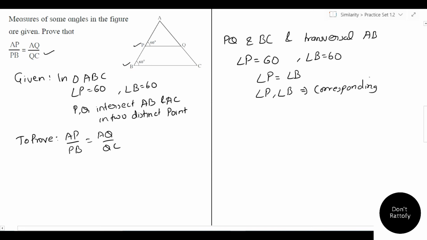Okay. If both are corresponding angles, then by the converse of the corresponding angle test, we can say that PQ is parallel to BC. This is our first part. We have proved here that PQ is parallel to BC. By which test? Converse of the corresponding angle test.